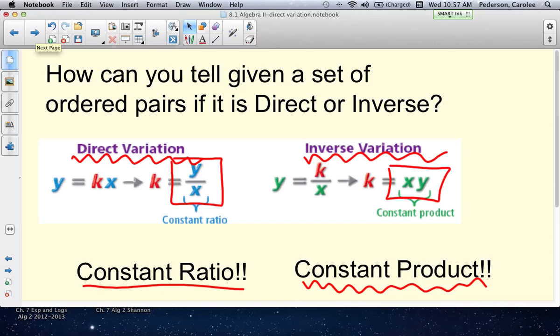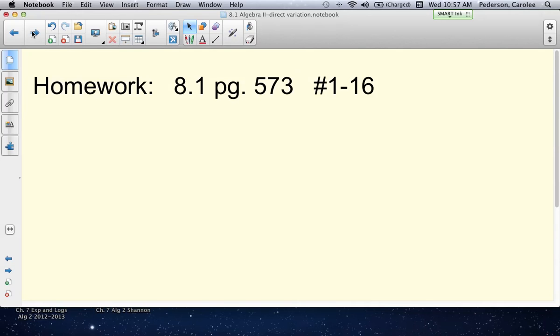It's getting to be about 9 minutes right now. I think I'm going to save the example of this for the warm-up, because it's about 20 minutes total for these two videos. The assignment looks like this for 8.1, page 573, 1 through 16.